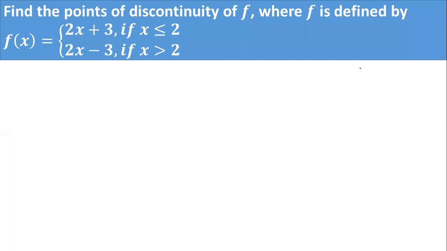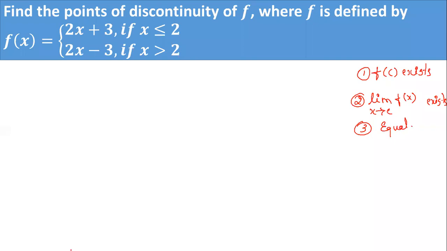The definition to find whether the function is continuous or not is: first, f of c exists. Second, the limit of f of x as x tends to c exists. Third thing you have to check is whether both are equal. Okay, you have to check these 3 things. So the first case is, as you have told, case 1.